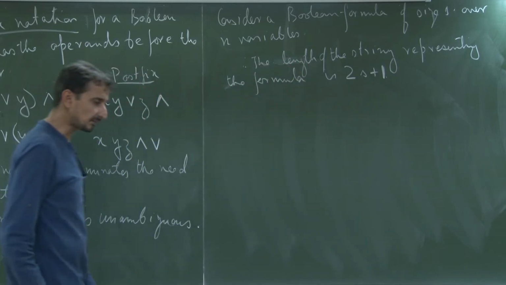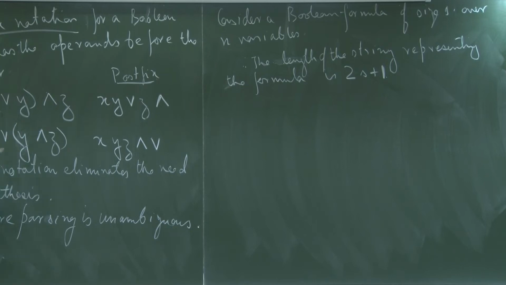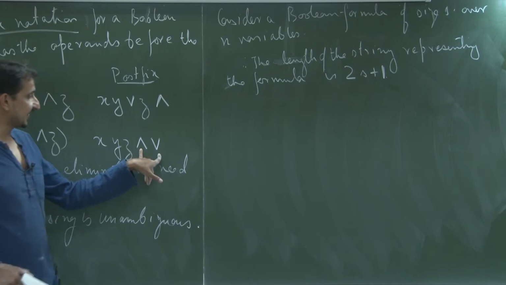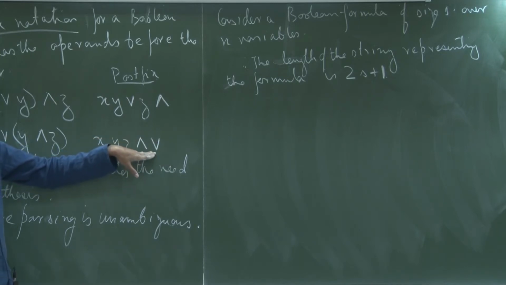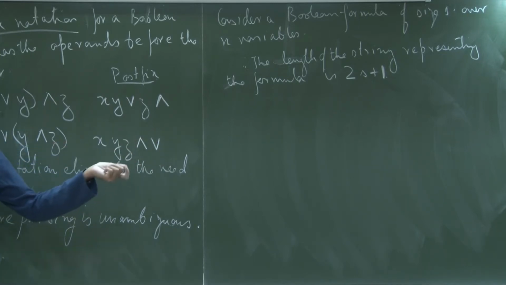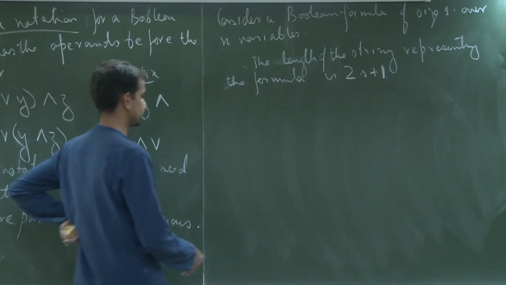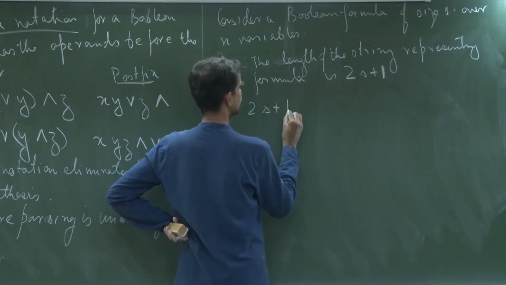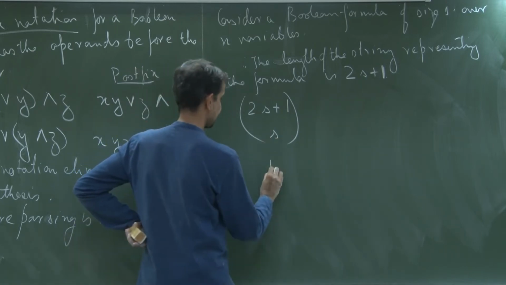Okay. Now, let us look at a string which has length 2s plus 1 and let us count the total number of possibilities for that string. So, first of all, how many gates are there? s many gates, okay, and these s gates can be in any of the positions. Okay. So, there are a total of 2s plus 1 positions. So, I have a total of 2s plus 1 choose s possibilities.